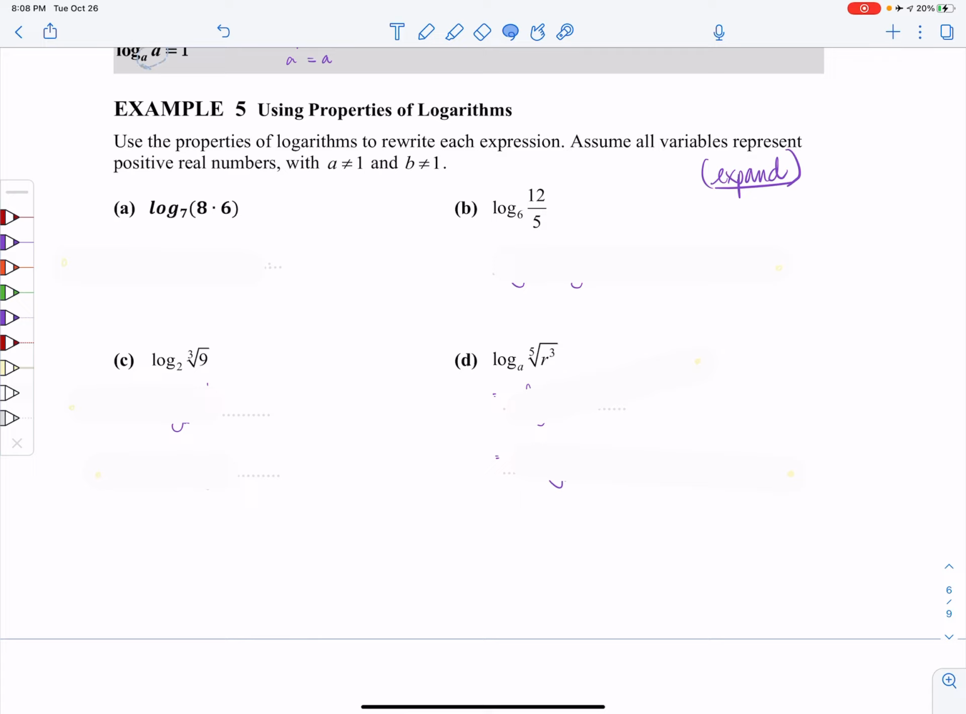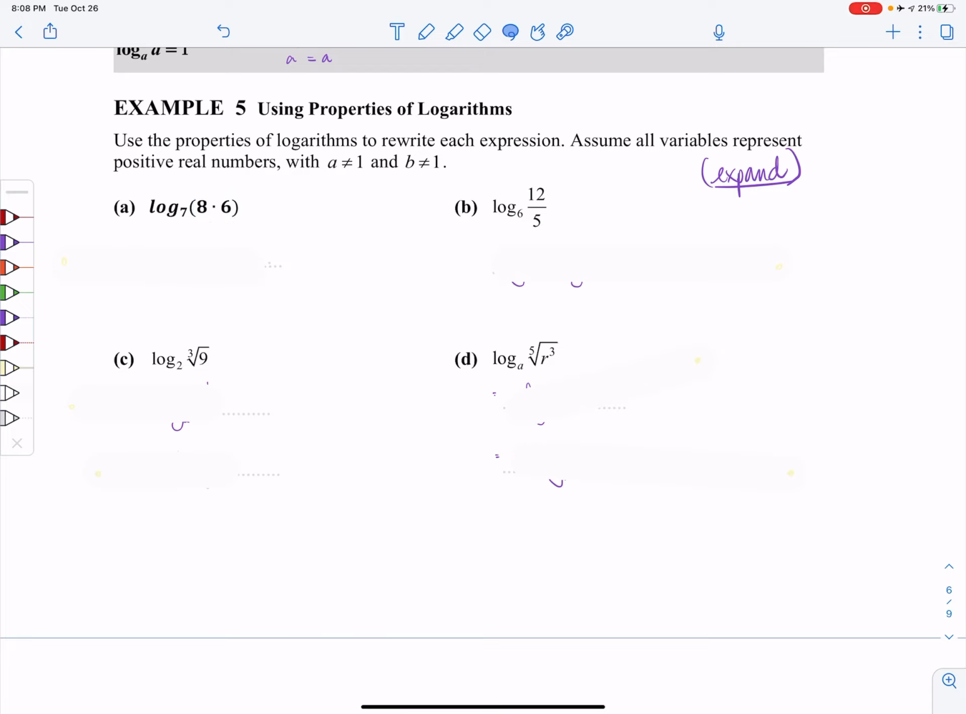One of the words that I like to use in the instructions on these kinds of questions is that you're going to be expanding your logarithm. So right now, notice that all four of these examples have a single logarithm. We're going to expand it into multiple logarithms. Well, notice for this first one, we have the log of a product. 8 times 6 is my product. So we're going to use the product rule on this.